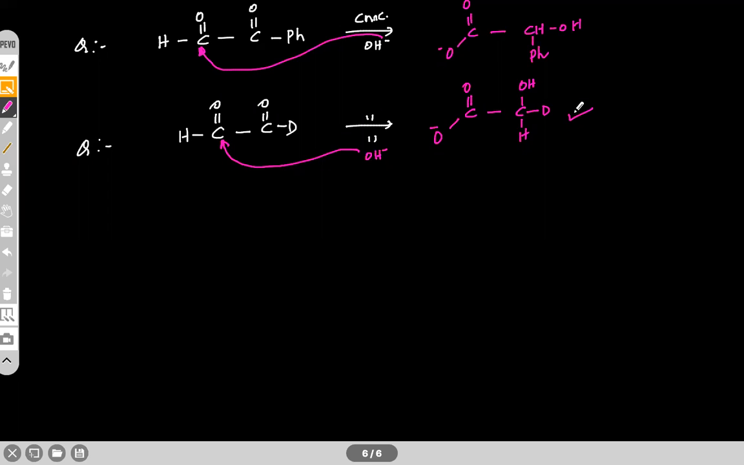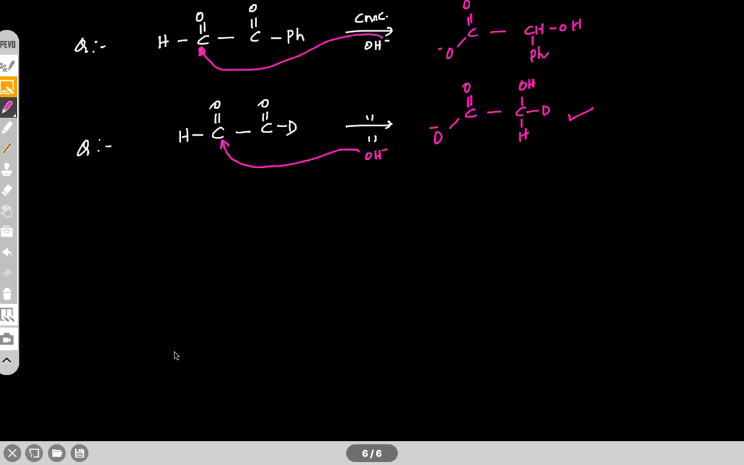Right, so in a crossed case, you need to first identify where OH minus should attack. It will attack on the carbon atom which is less sterically hindered, right? And that carbon goes under oxidation. Okay, so this is it for the Cannizzaro reaction.